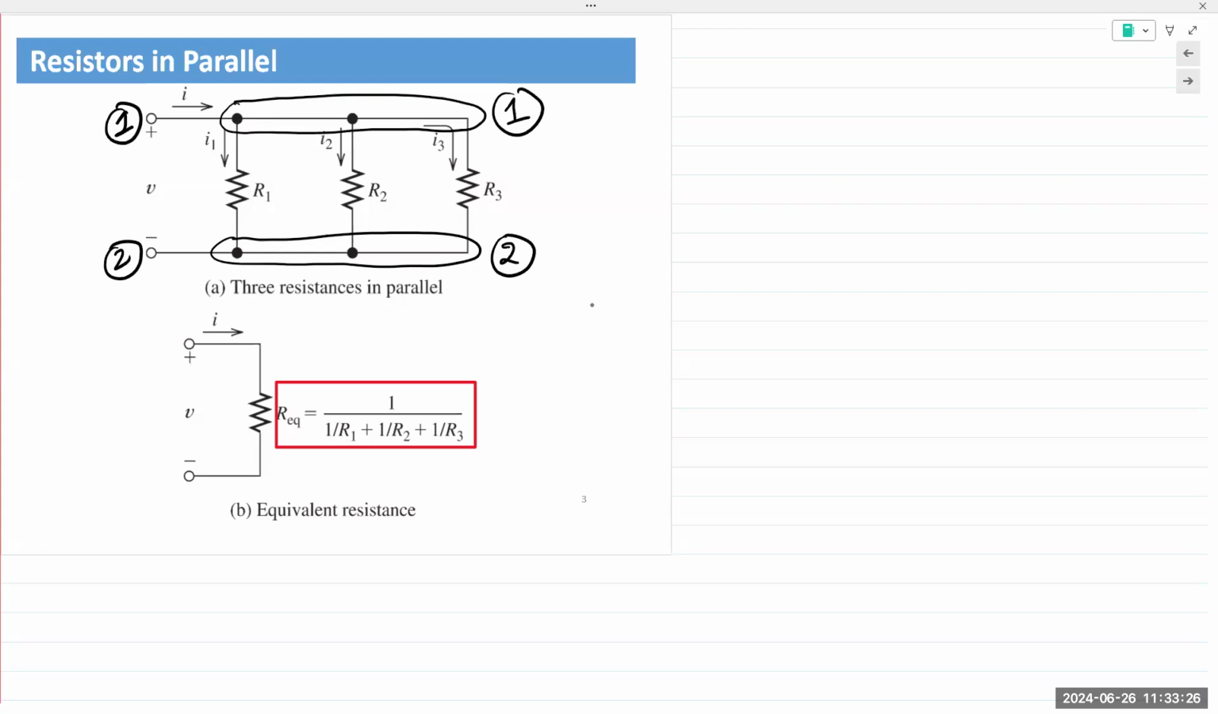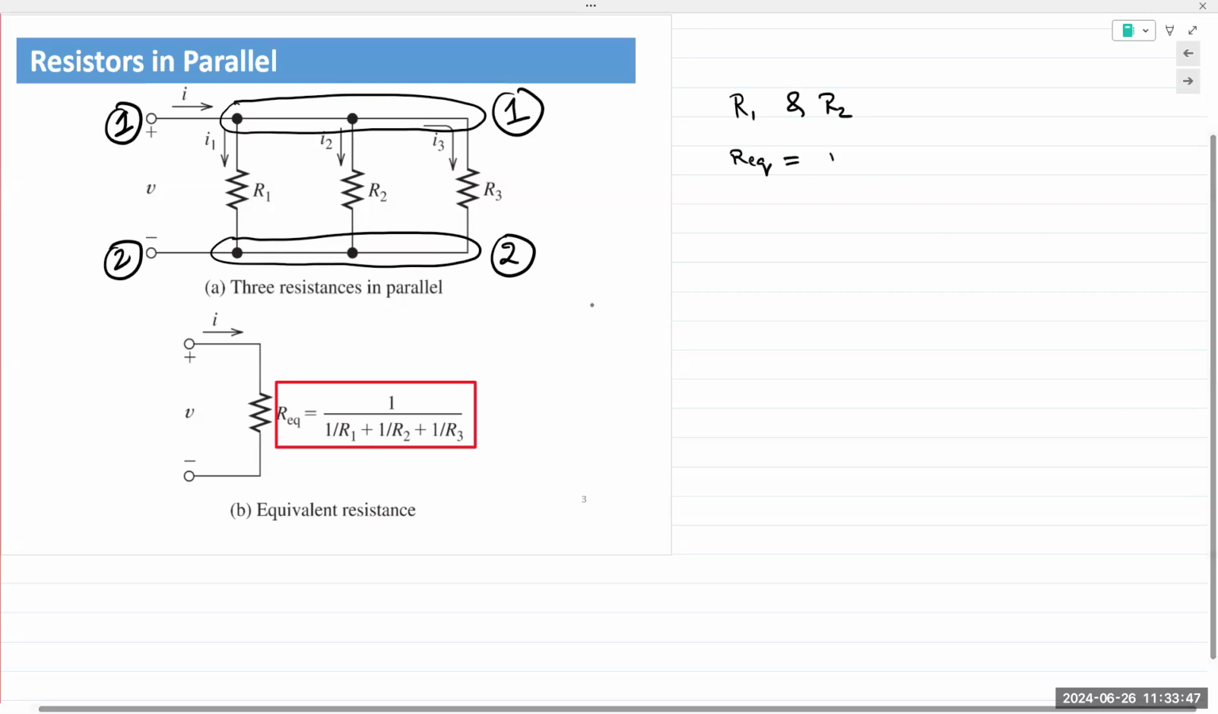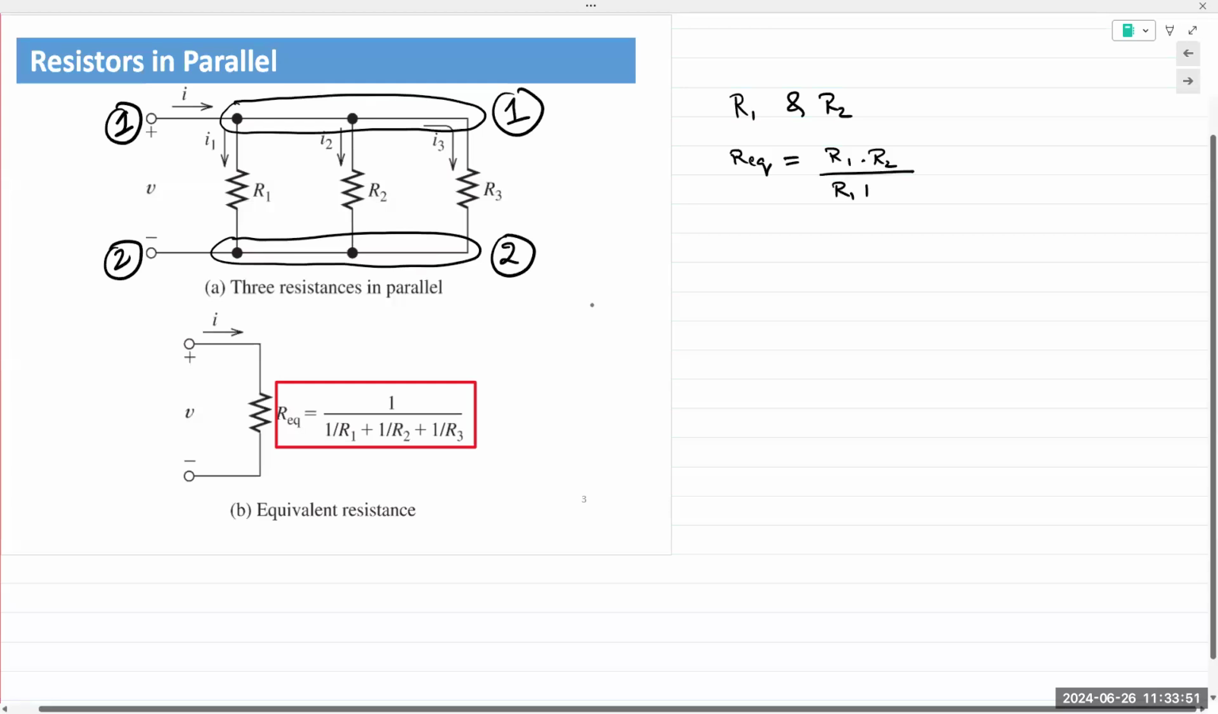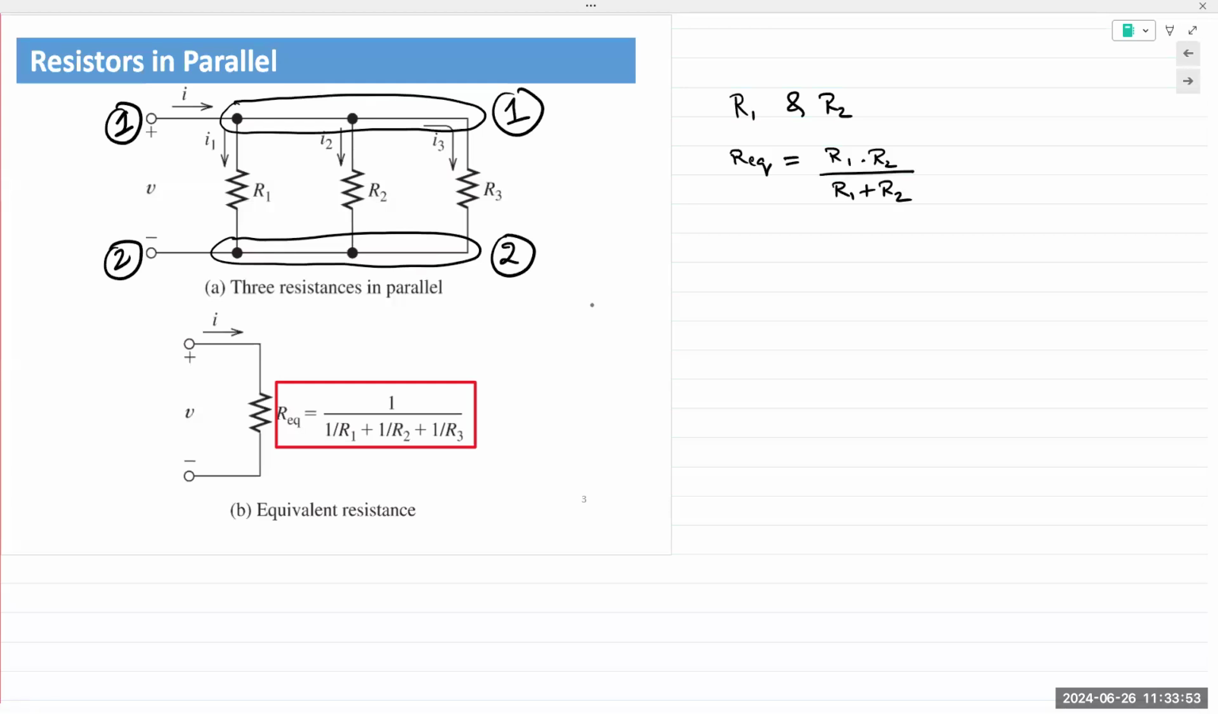There are a couple of things I will point out, okay? If you have only two resistors in that parallel connection, R1 and R2, then the Req for two resistors in parallel is the product of the two divided by the sum of the two.